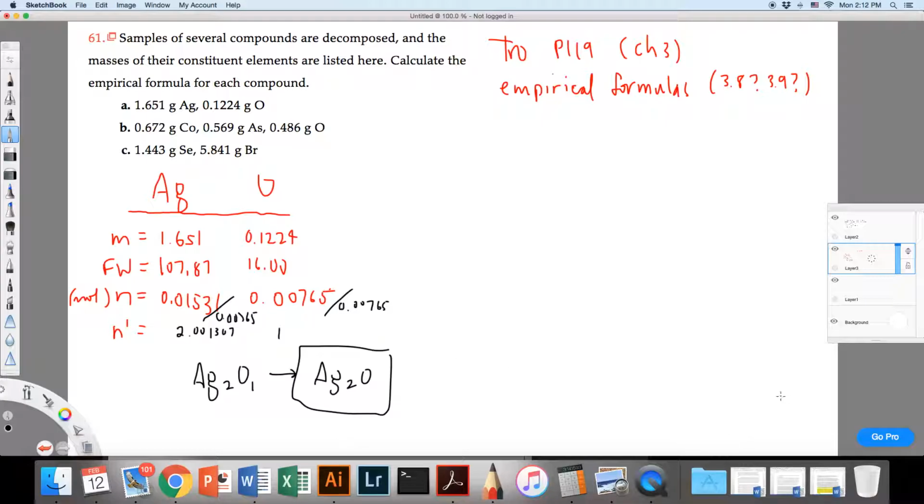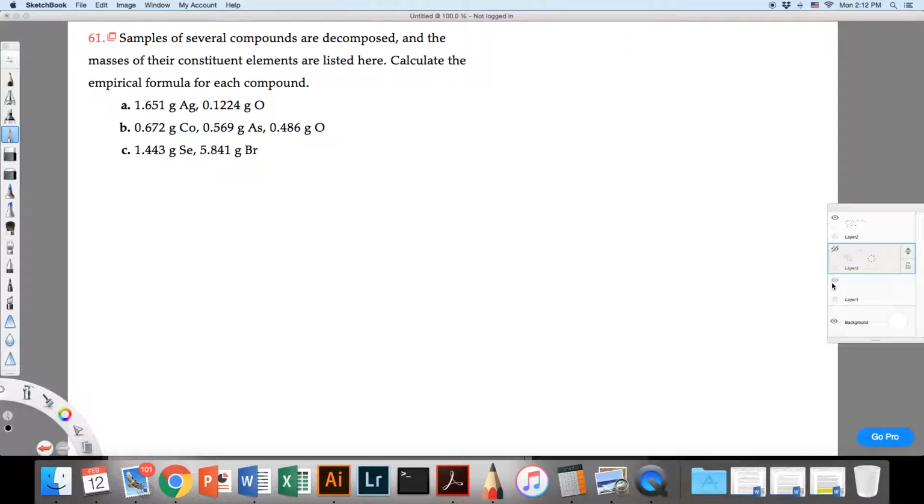Now let's do the next one. Let me get rid of this and do the next one, and say this is cobalt, arsenic, and oxygen. So we're going to go cobalt. Oops, let's go with red again, just to get your eyes used to looking at the same thing. Cobalt, arsenic, and oxygen. Setting up a table here: mass, formula weight, and moles. Always looking for moles, of course.